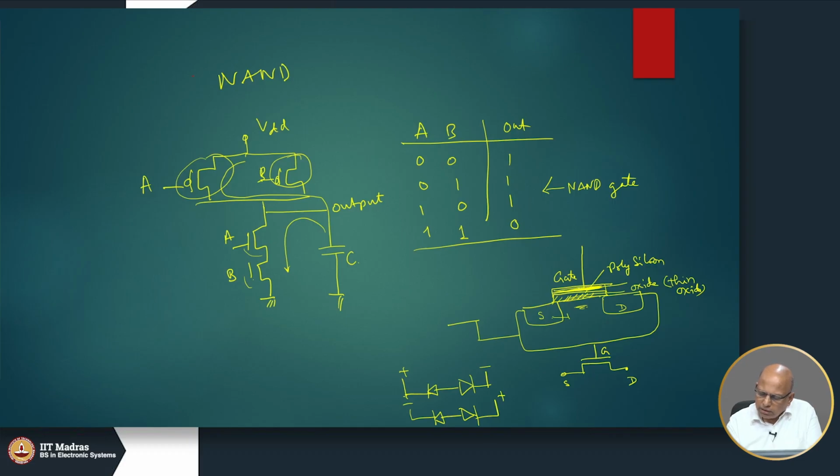Like I said long back, this used to be metal, but today it is mostly polysilicon. But somehow the term metal oxide semiconductor has stuck. So, we still refer to it as MOS.